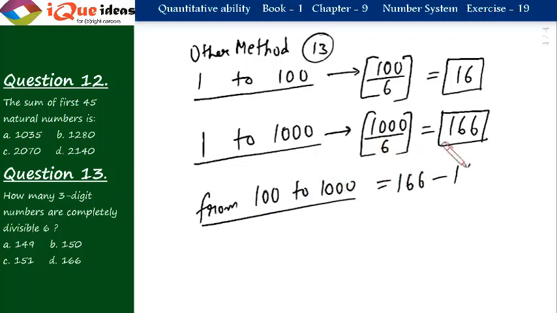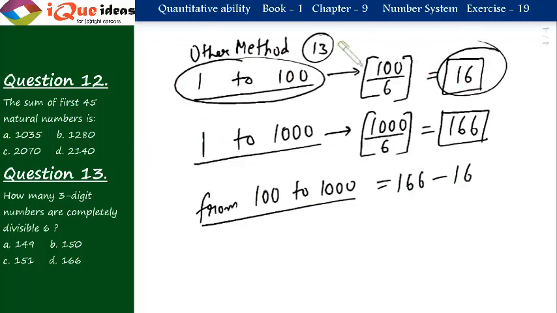Why? We don't have to consider these numbers, and these are a part of these numbers. Why? This is from 1 to 100. This is from 1 to 1000. But we don't need up to 100 because they would be two-digit numbers. Three-digit numbers would be above 100. Right? So this is the other way of doing the same question. So the answer would be 150. Still no difference. It will be 150. All right. Just be careful how the question has been asked. Okay.